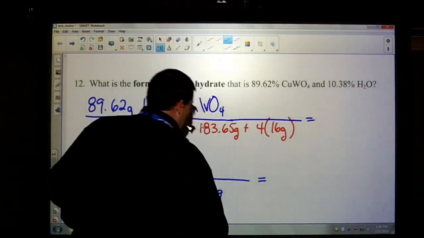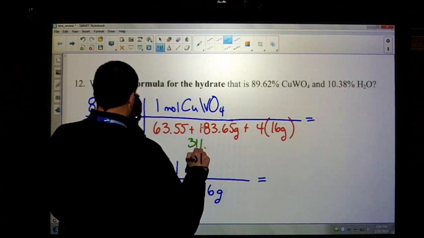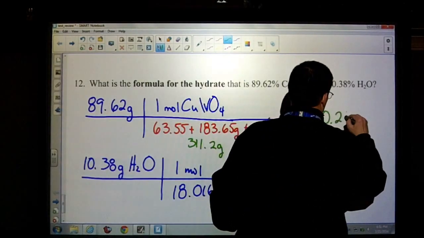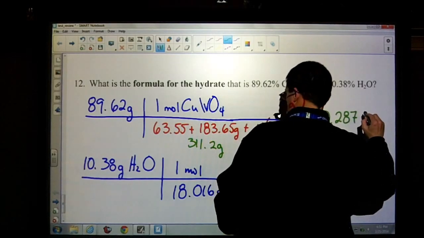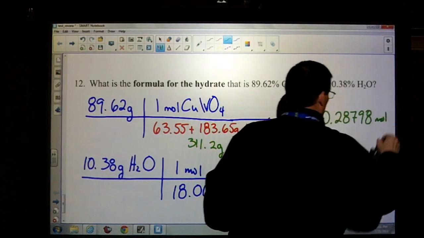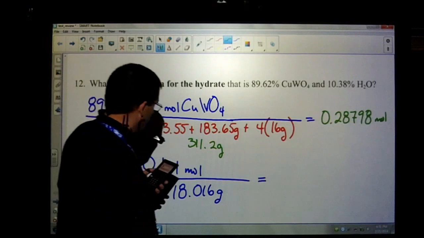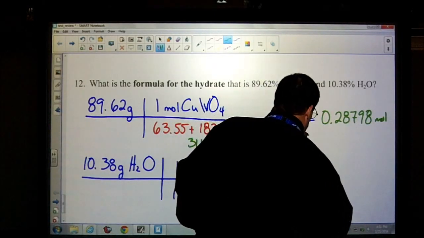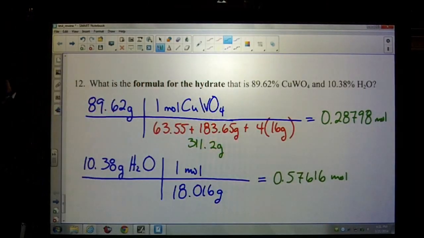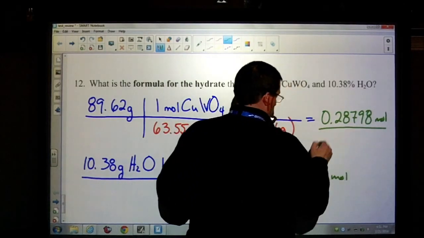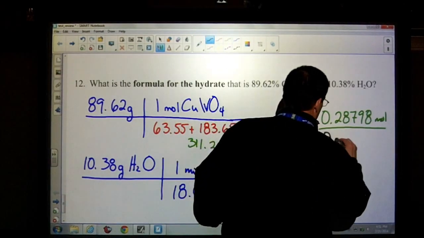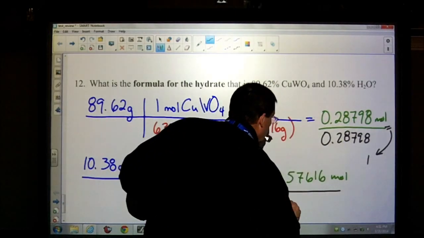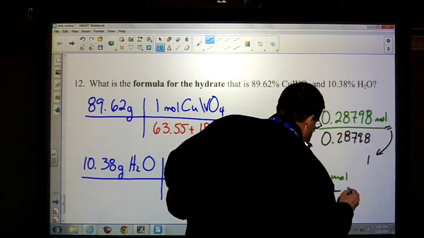All right, so the molar mass for this is 311.2 grams. And when I take this divided by that, I get 0.28798 moles. Went out a little farther, oh well. And for the water, I get 0.576 moles. So again, which one is smaller, and it better be the compound that is not water. So let's divide that by each. So that equals 1. And I'm willing to bet 10 bucks that that one equals a 2. But you still want to show it. You don't want to just go too fast.